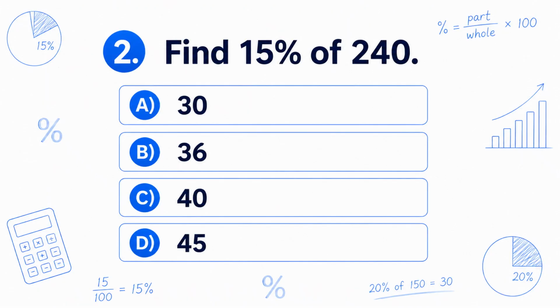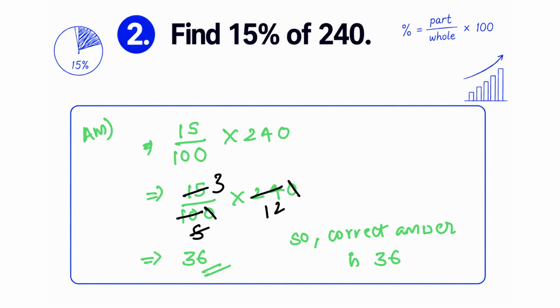Second question is find 15% of 240. Here we know that 15% is equal to 15 by 100. So here we just need to multiply 240 with 15 by 100. Then we get answer is 36. So the correct answer is 36.